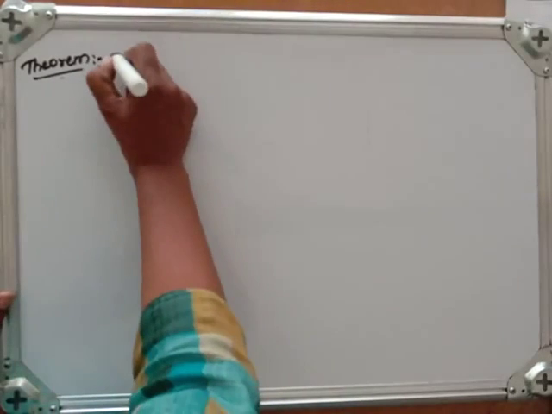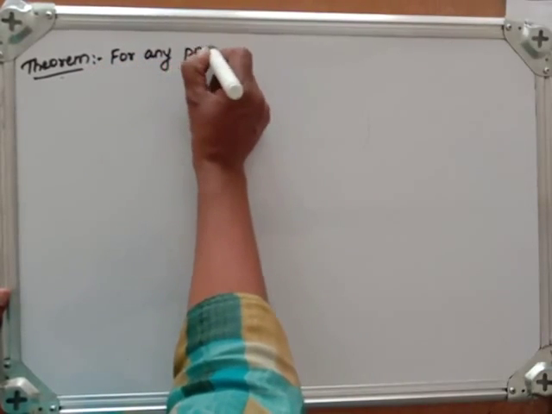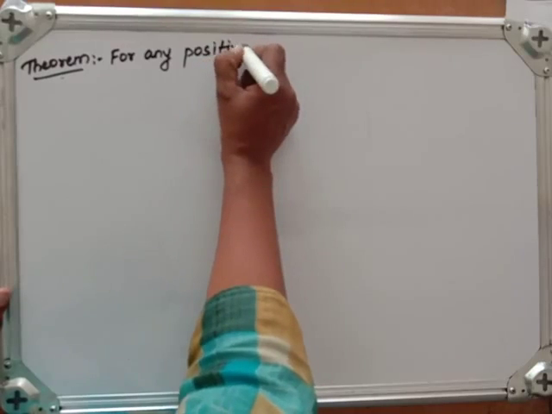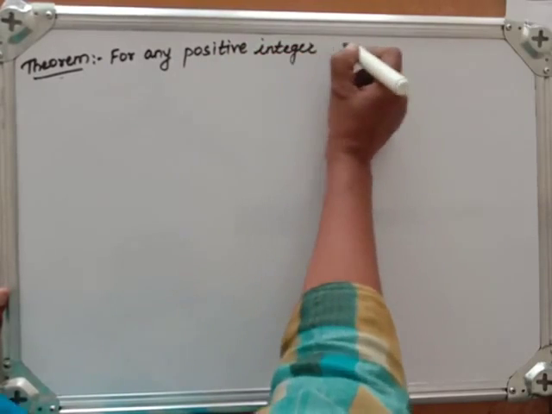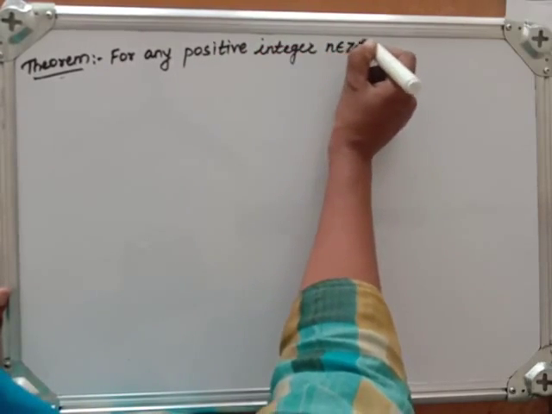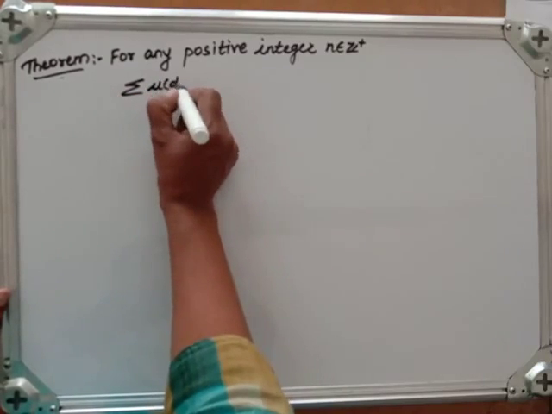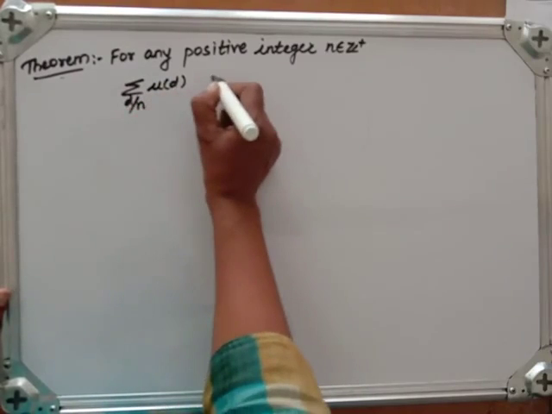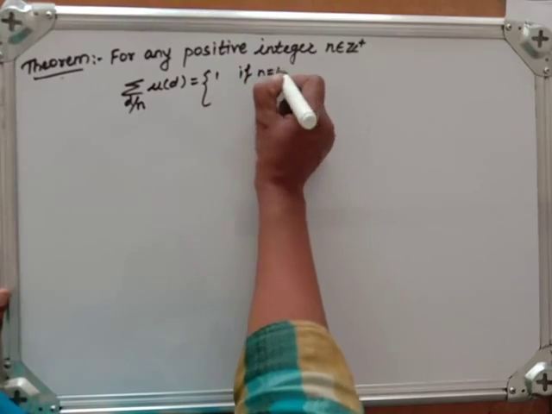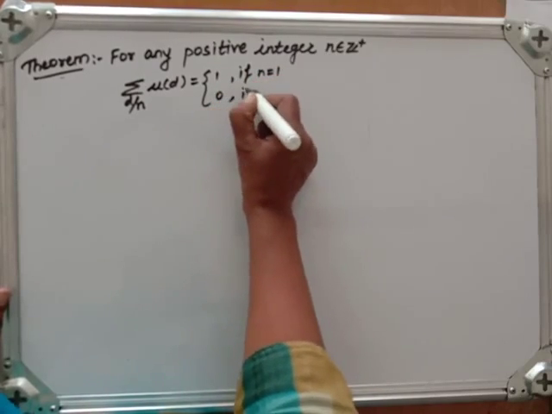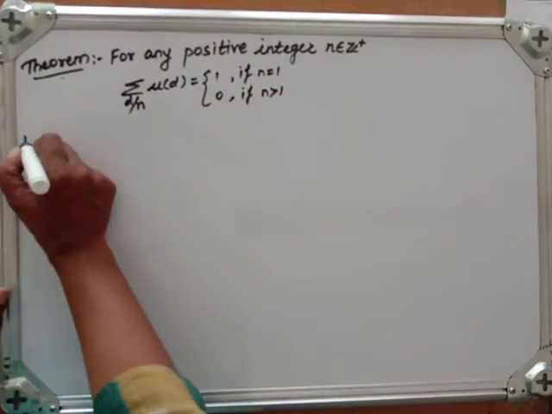The next theorem says that for any positive integer n in Z plus, the summation of mu of d where d divides n is equal to 1 if n is equal to 1, and 0 if n is greater than 1. Now, the proof.